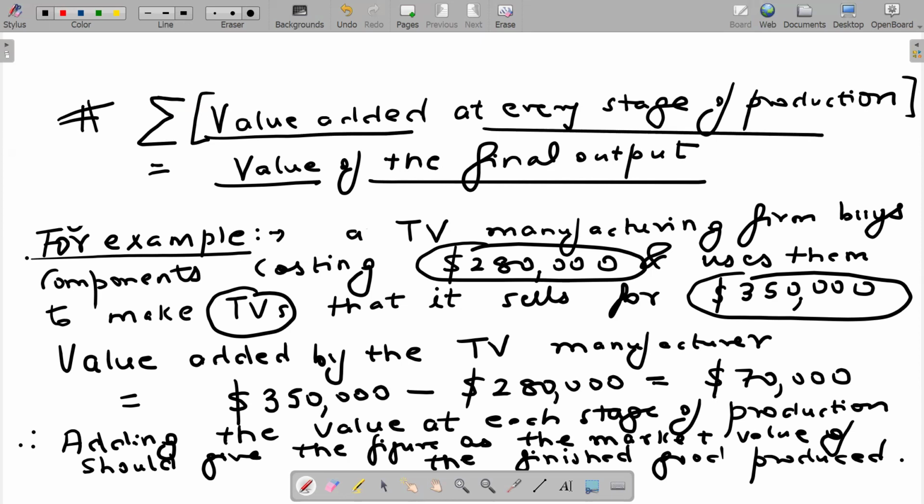Okay, so hoping students have understood this, but you should never make the mistake of adding intermediate inputs to the final, because if you're doing that, you are creating a problem of double counting. So to avoid double counting, either take into account the value of the final output or sum up the value added at every stage of production. Okay, so this was the output method.